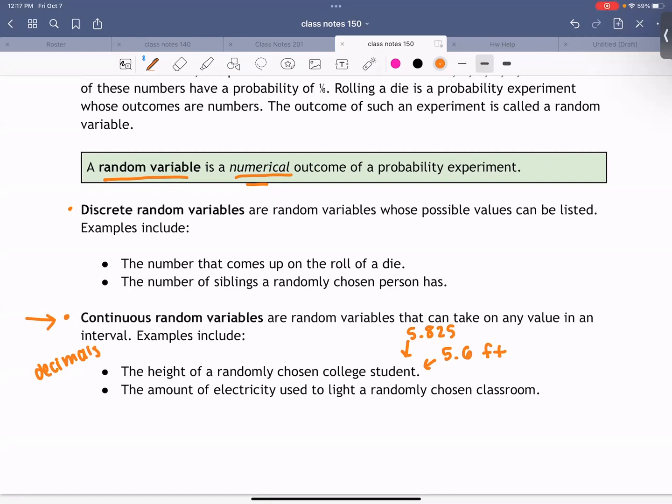Another example is the amount of electricity used to light a randomly chosen classroom, right? These values can be expressed using long decimals, fractions, anything that we want, okay?